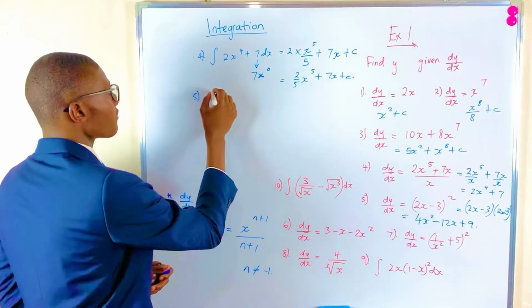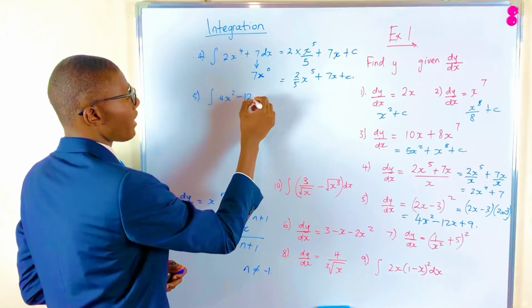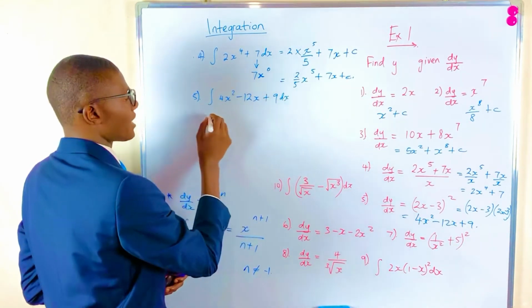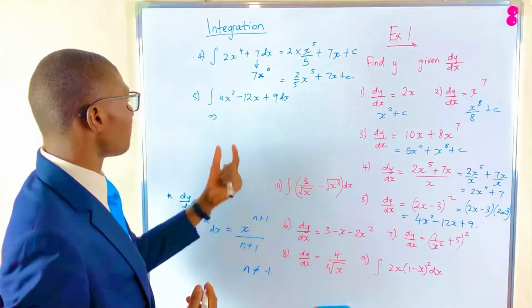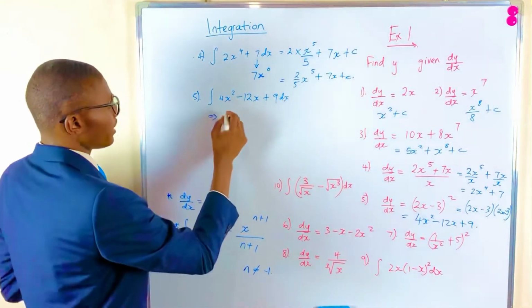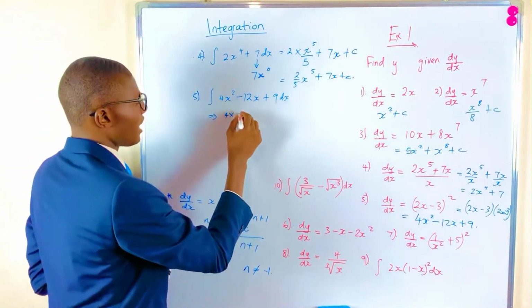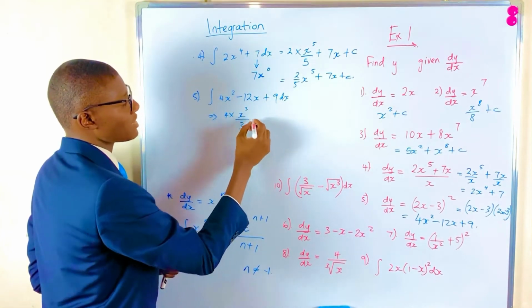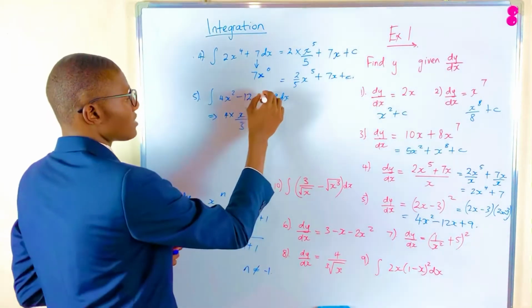So with number 5, we're saying the integral of 4x squared minus 12x plus 9 with respect to x. This would give us, integrating term by term, the integral of 4x squared, we're saying 4 times the integral of x squared being x to the power of 2 plus 1, 3, over 2 plus 1, which is 3, minus 12 times the integral of x, this is x to the power of 1.